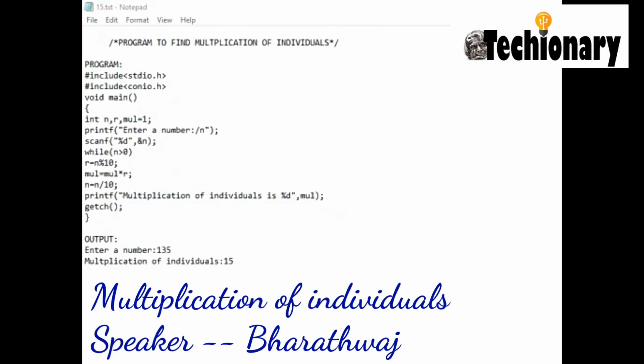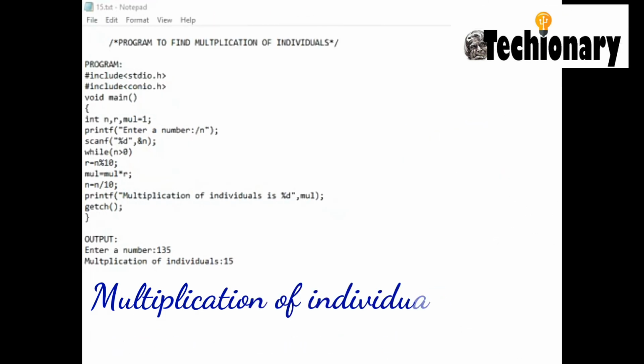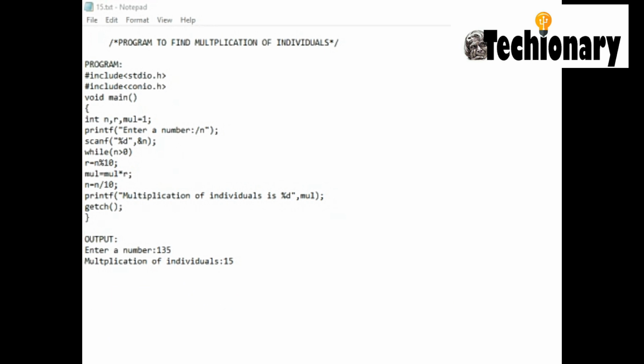In this video, I am going to explain a program to find the multiplication of individual digits. Here is the program. First of all, we will see how to write this program. This is the program and this is the output of this program.